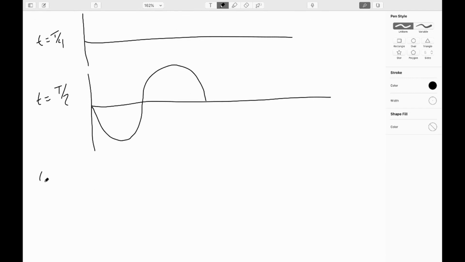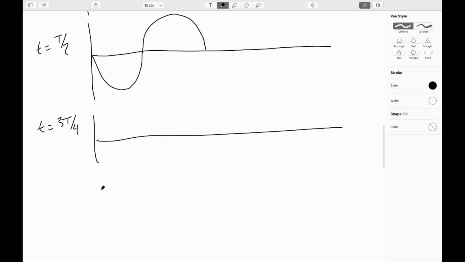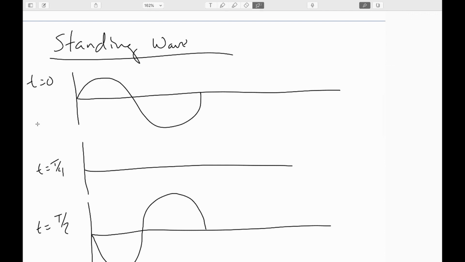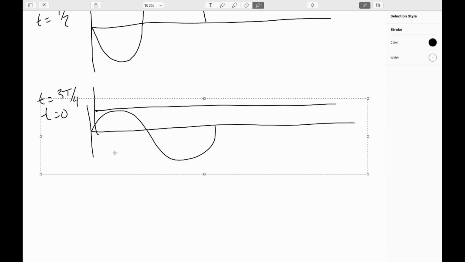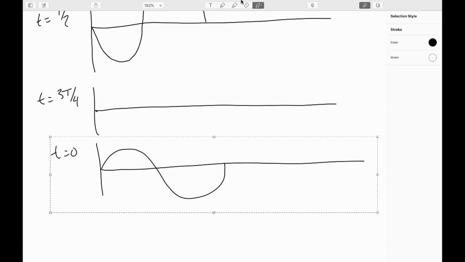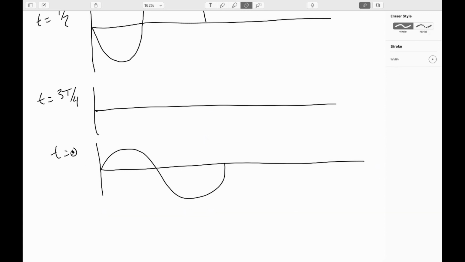So at t equals 3/4 of a period, nothing. And then finally, after a whole period, in fact, I'll even just be cheeky about it and copy paste it. We end up with the exact wave that we had before.